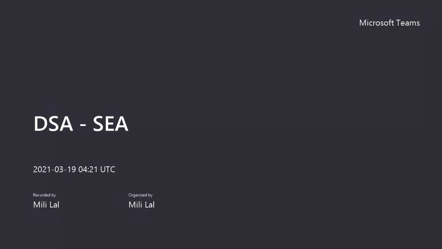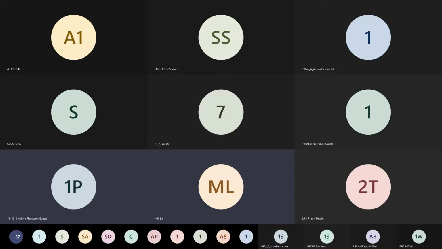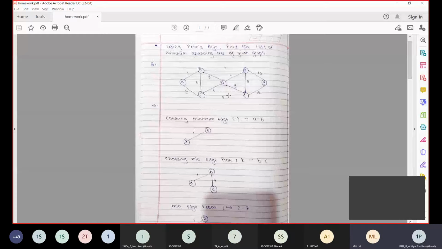We have to write A. So in the next step, we have to select the minimum edge from vertex B. So it's 4. So I have taken 4. Next, we have to select the minimum edge from C, which is 2. So I have taken here 2.